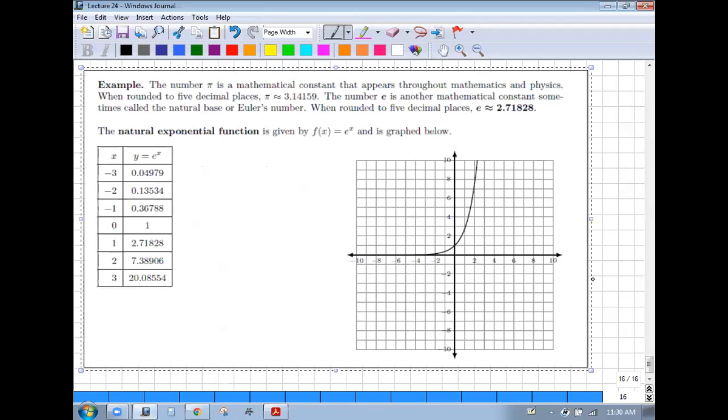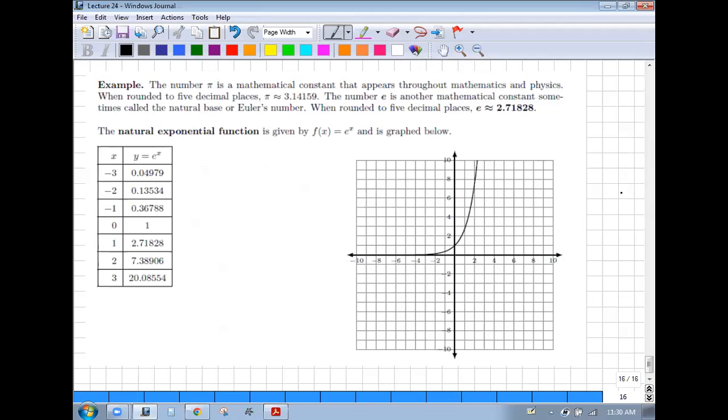All right, the number pi is a mathematical constant that appears throughout mathematics and physics. When rounded to 5 decimal places, pi is 3.14159. The number e is another mathematical constant, sometimes called the natural base or Euler's number. When rounded to 5 decimal places, it is 2.71828. The natural exponential function is given by e to the x.